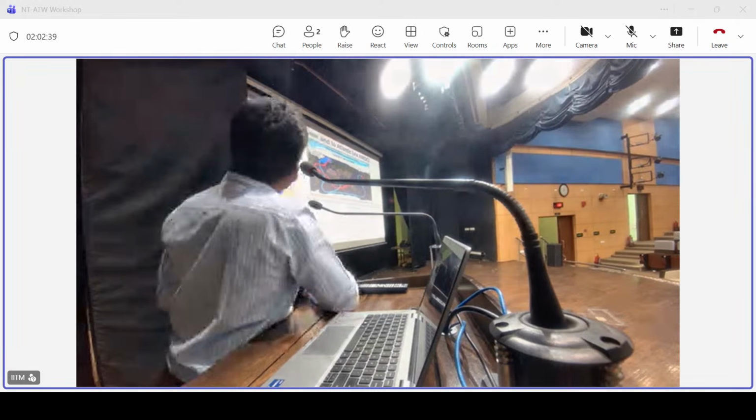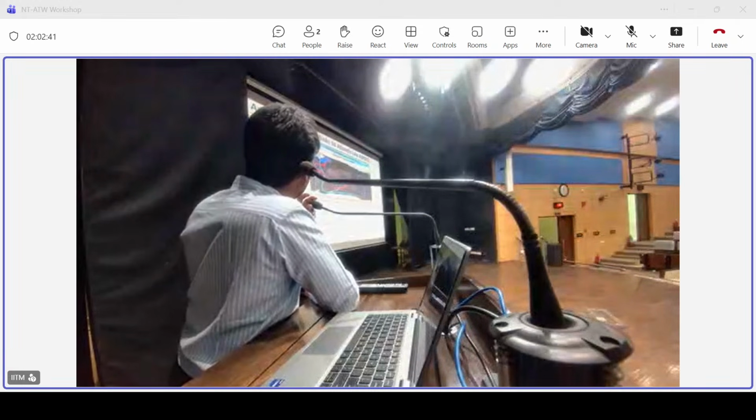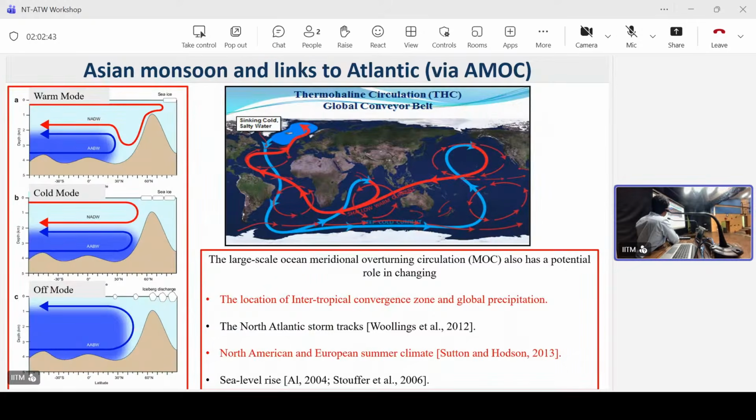And for the people who are unversed, the Atlantic Meridional Overturning Circulation is the branch of the thermohaline circulation, which transports the warm waters from the tropics towards the pole. And it actually constitutes around 25% of the heat transport and the salt transport from the tropics to the poles.